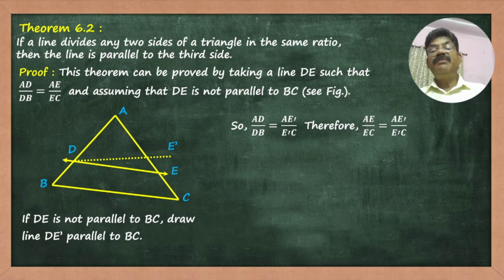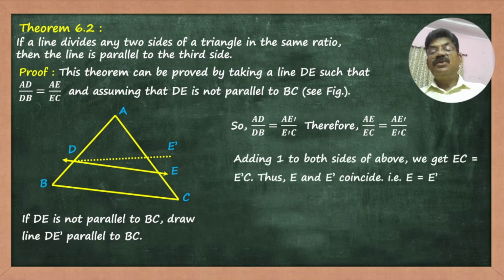Therefore, AE divided by EC is equal to AE dash divided by E dash C because we are given AD by DB is equal to AE by EC. Adding 1 to both sides of the above, we get EC is equal to E dash C. Thus, E and E dash coincide. That means E is equal to E dash. That means what? DE is parallel to BC. Therefore, this is just the converse of theorem 6.1.